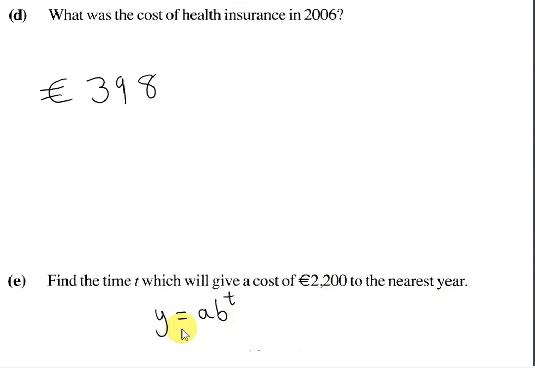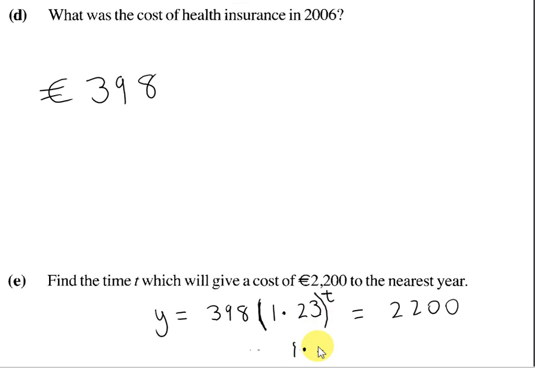Find a time t which will give a cost of 2,200 euros to the nearest year. Now I'm going to go back to the original equation, the exponential relationship between y and t. And we found a and b. So I've just plugged in for a and for b. So y is the cost, so we want to set y equal to 2,200. So all of this is 2,200, and we need to solve for t. So we start by isolating 1.23 to the power of t. So we just divide across by 398.